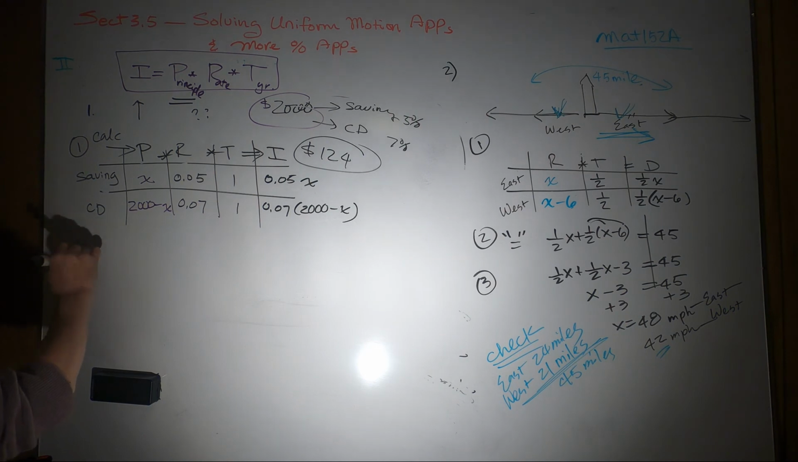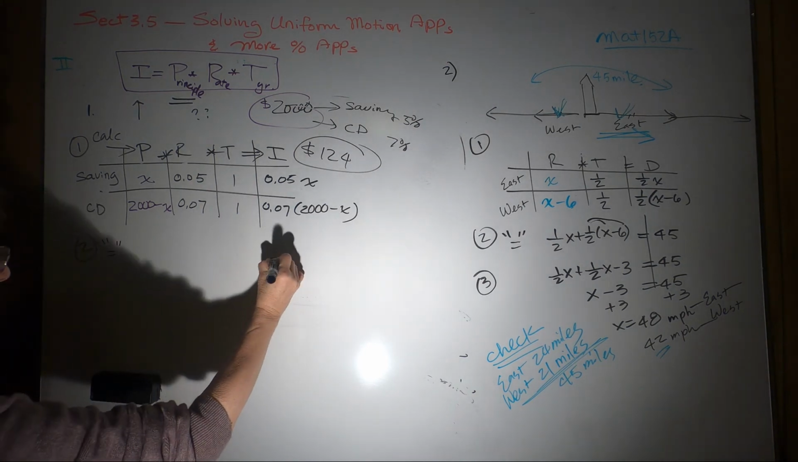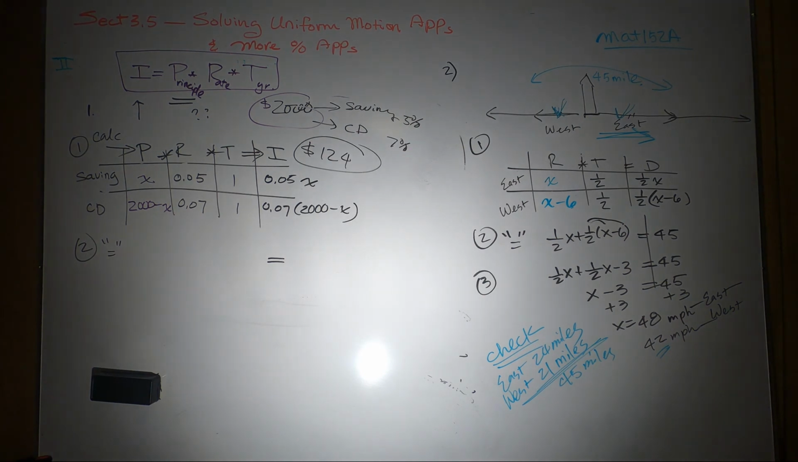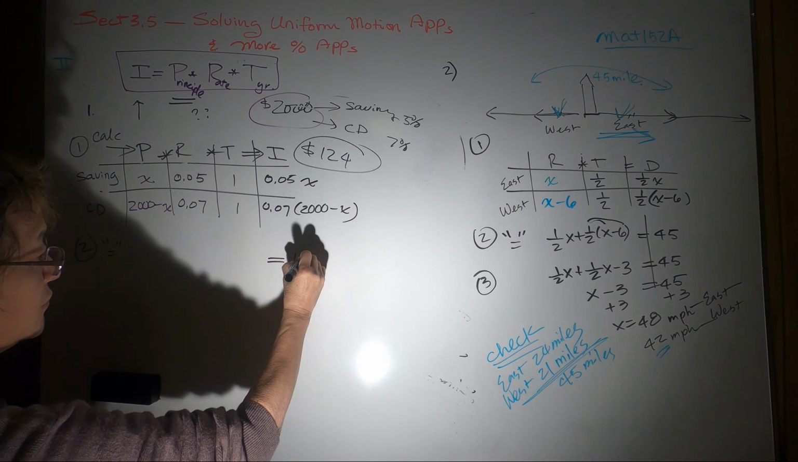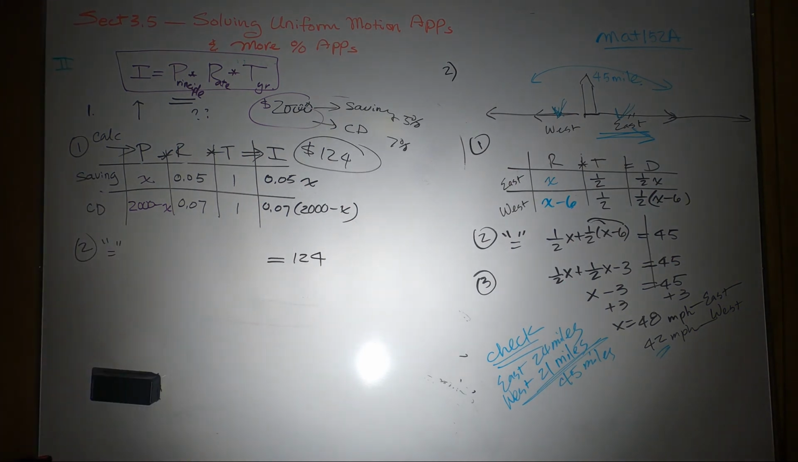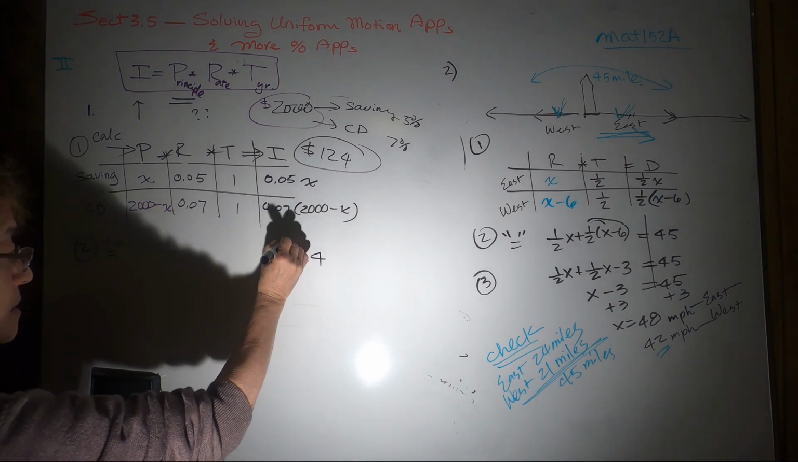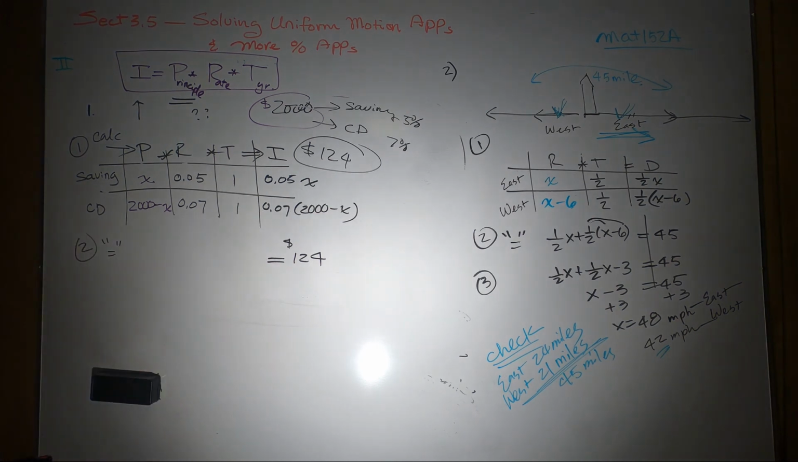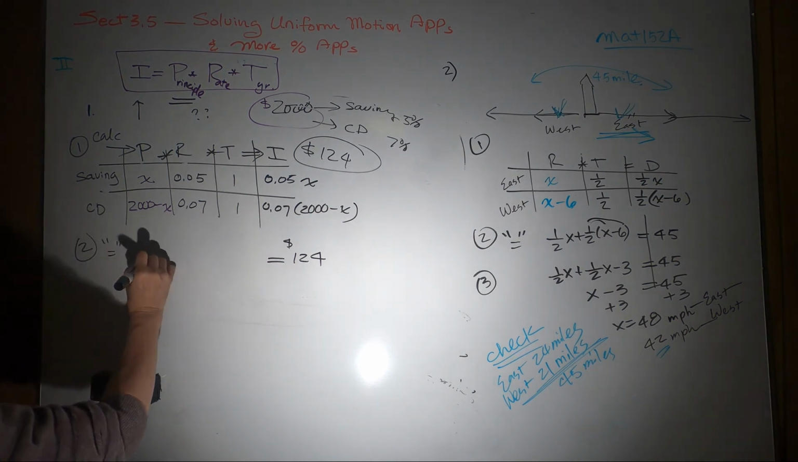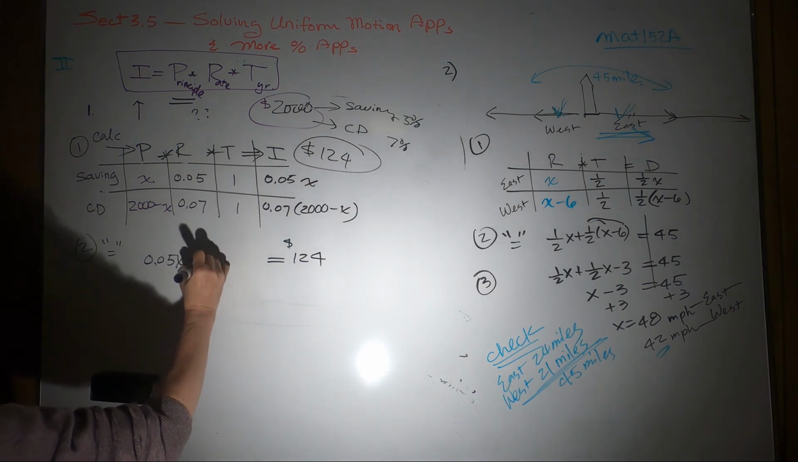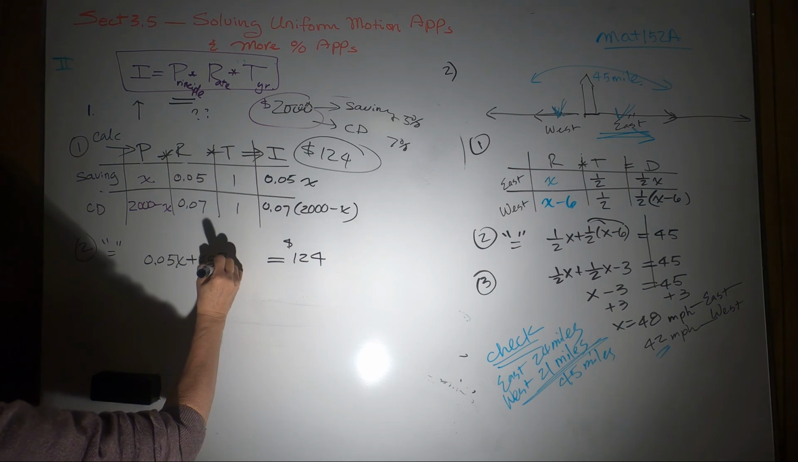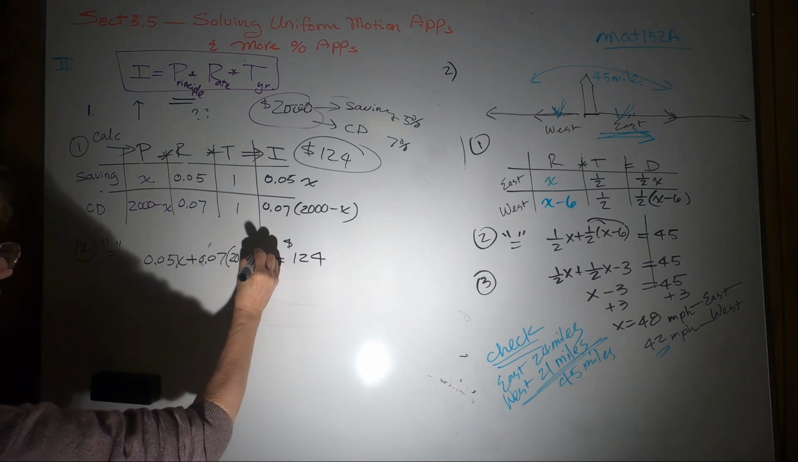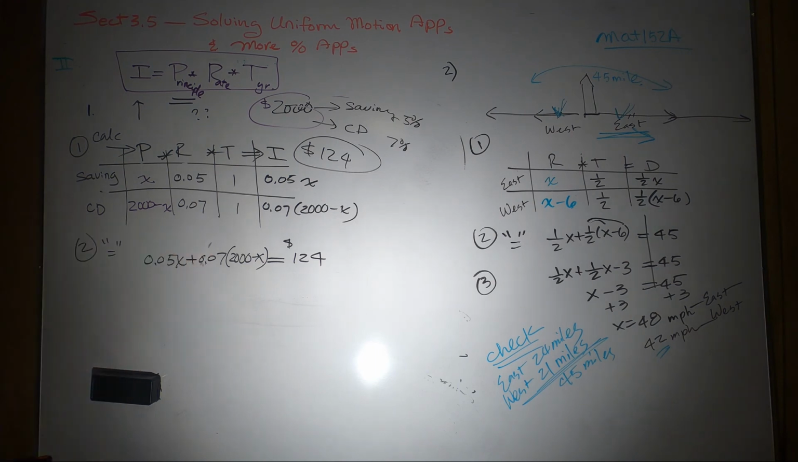So first, we write our analysis table. Then second, we need to write our equation. Something must be equal to each other. That would be this guy, $124 total interest, including what? Saving and CD, right? So you have to put them together, 0.05x added to 0.07 times 2,000 minus x. Total will be 124, right?